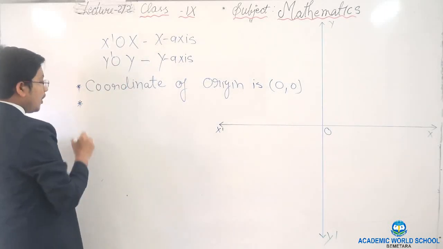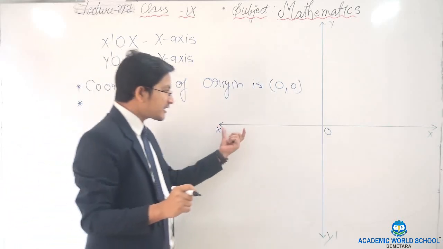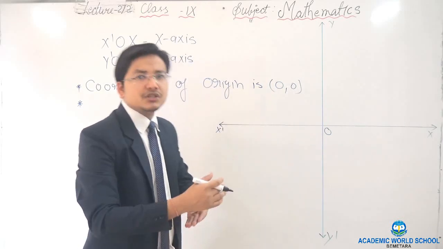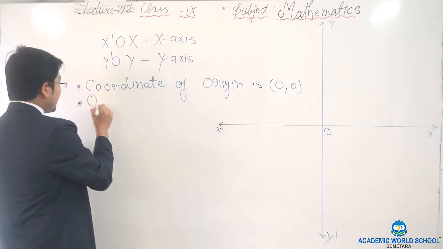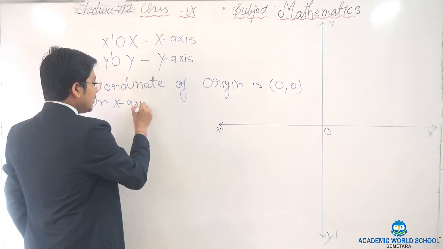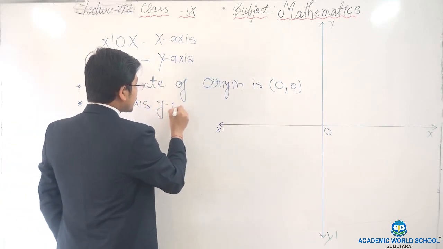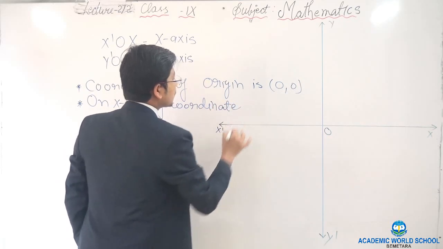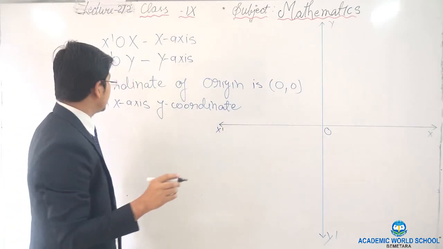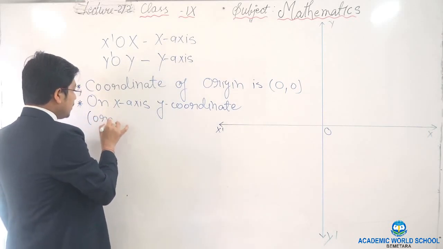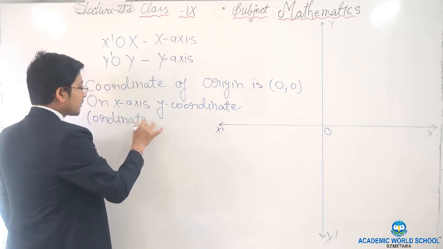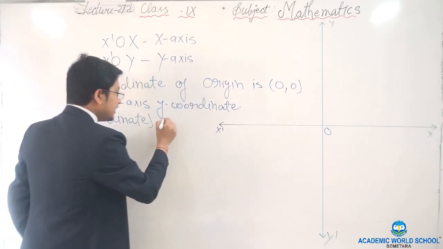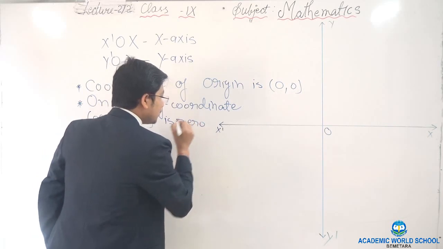Now on the x-axis, the y coordinate is 0. This is an important point. On the x-axis, the y coordinate, which is also known as the ordinate, is 0.